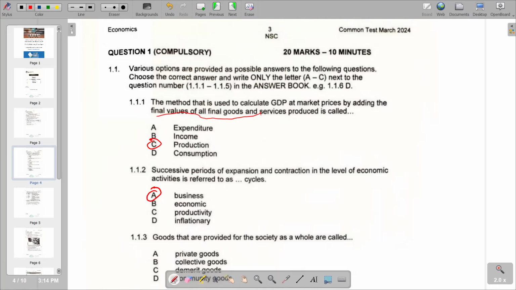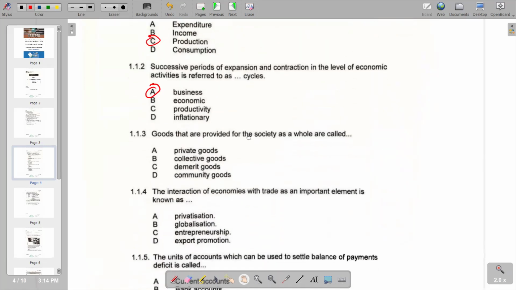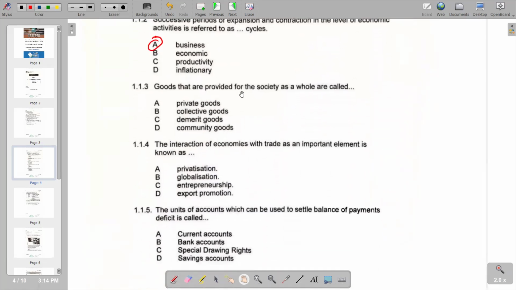So moving on to 1.1.3. Goods that are provided for the society as a whole are called: we've got private goods, collective goods, demerit goods, community goods. So the correct response that we have there is D, which is community goods. So basically, community goods are goods that are free in circulation. So that makes community goods the correct response that we have there.